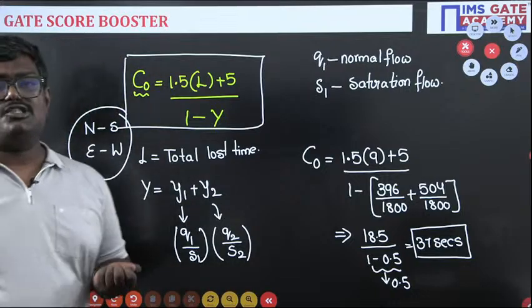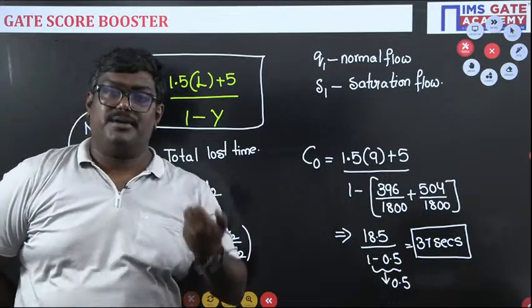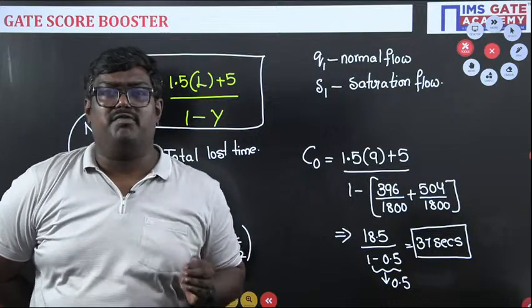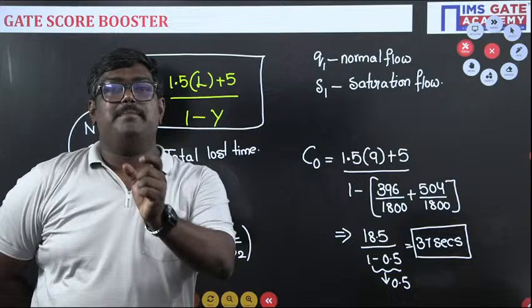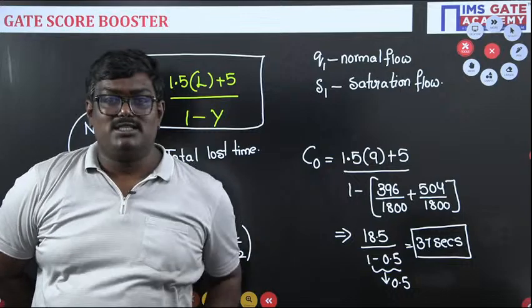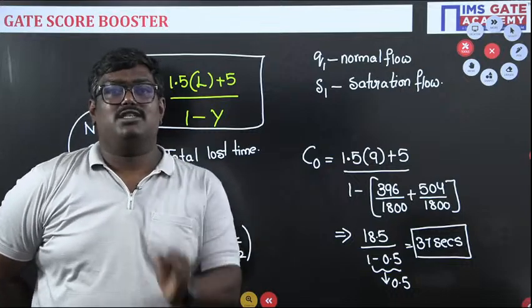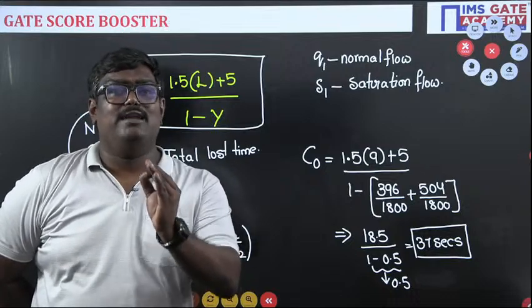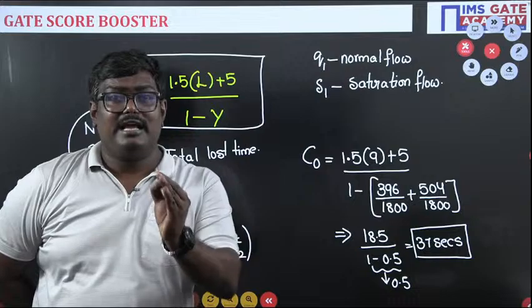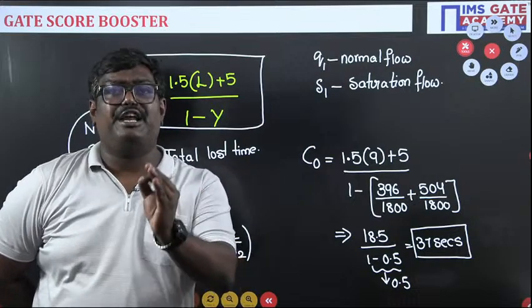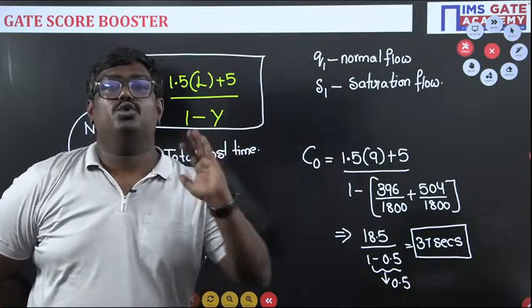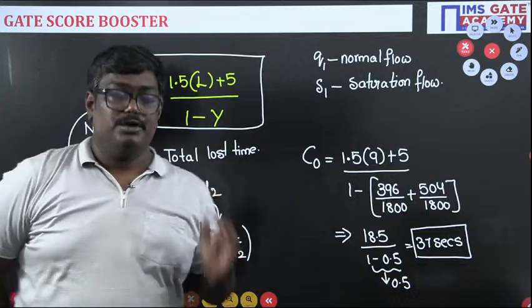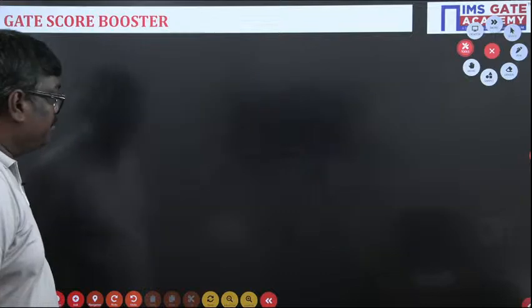So my dear students, the key pointer from this problem is that the optimum cycle time is given by the formula (1.5 L + 5) upon (1 − Y), where L indicates the total lost time and Y is the summation of the critical lane flow ratios. The critical lane flow ratio is the ratio of normal flow to saturation flow. I hope this solution is clear to you. Let us move on to the next problem.